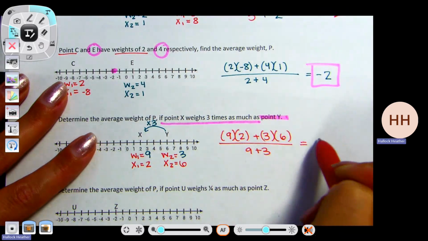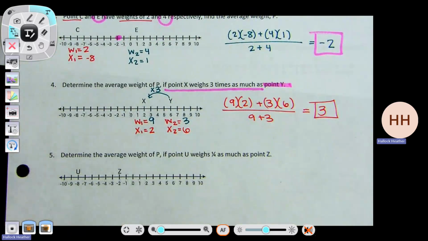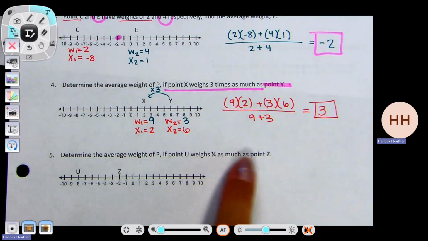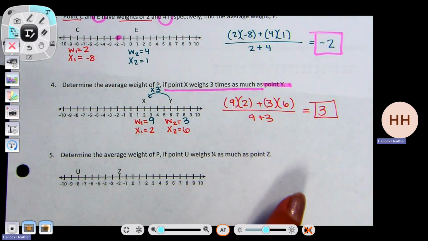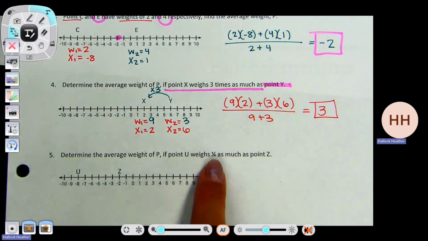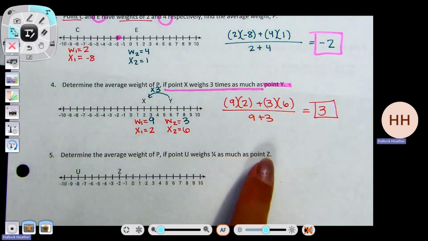So what do we get? 3. Okay. Number 5. 5 is the same thing. 5 says determine the average weight of P, if point U weighs 1/4 as much as Z. So I need a combination of numbers that represent 1/4 of another number. So U weighs 1/4, so U is lighter, 1/4 as much as Z.